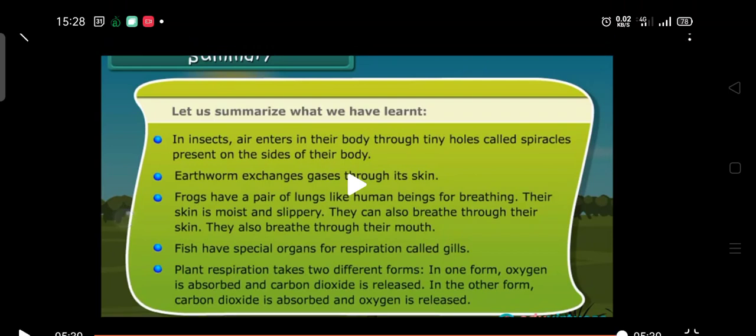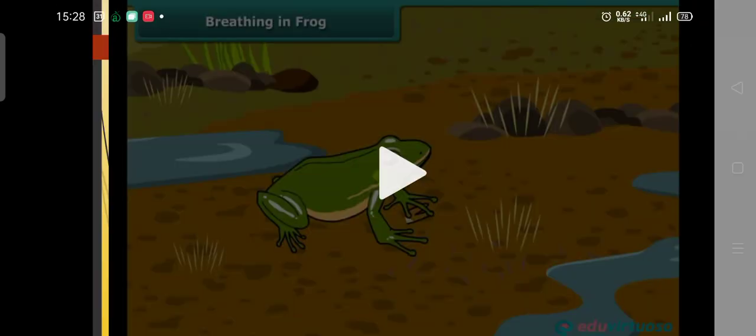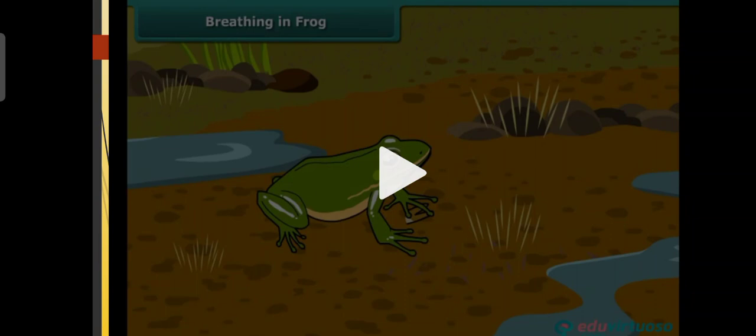So, in this way, you have understood about the respiration in different organisms. So, in this chapter, we are going to learn about the respiration in different organisms.